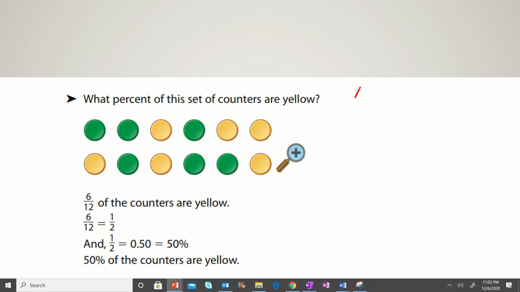Another way that we can do this is we can go 6 divided by 12 in a calculator, and we're going to get 0.5. Well, 0.5 is 50%, right? So there's a couple ways of doing it. What we want to do is learn how to find what it would be over 100 first, and then we can do the calculator version later when it becomes more challenging. So here, like I said, if 6 out of 12 of the counters are yellow, it's basically 1 half, so it's 50%.